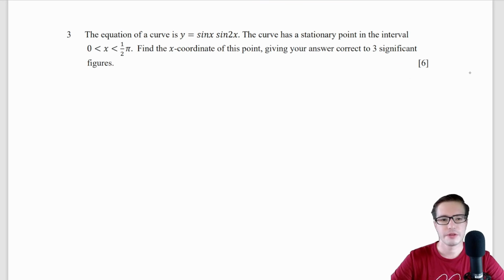Question 3 is about differentiation and finding the stationary point, and to do so we'll have to find the derivative and make it equal to 0. In our function we have a product of sine x and sine 2x, so let's use the product rule for differentiation. That will be u derivative v plus v derivative u.